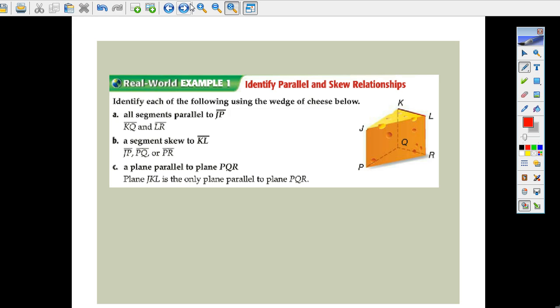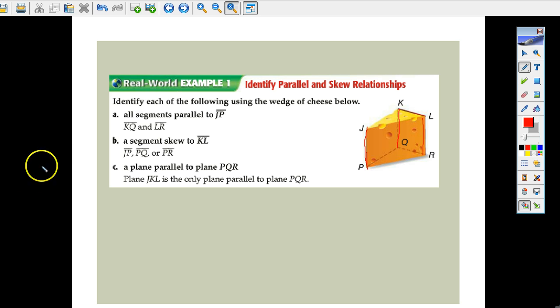Identify parallel and skew relationships. Identify each of the following using the wedge of cheese below. Right, so here is a wedge of cheese. All segments parallel to JP. JP, okay, here's the line we're talking about. So all lines that are parallel to this are KL, QR, and LR. You can see that they're going the same direction and they're all not meeting.